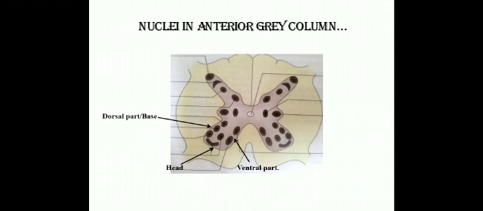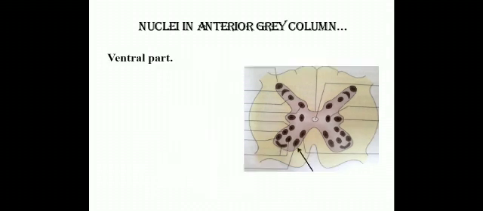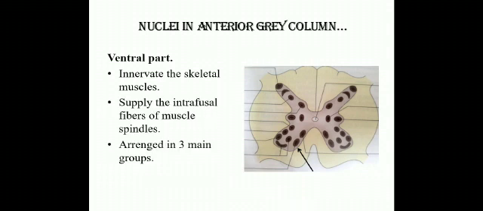The nuclei in the anterior horn innervate the skeletal muscles because they are motor in function, as we have seen before. The most prominent neurons are the alpha neurons, and the smaller neurons are gamma neurons. These supply the intrafusal fibers of the muscle spindles. Here the cells are arranged in different groups. The ventral part innervates the skeletal muscles.